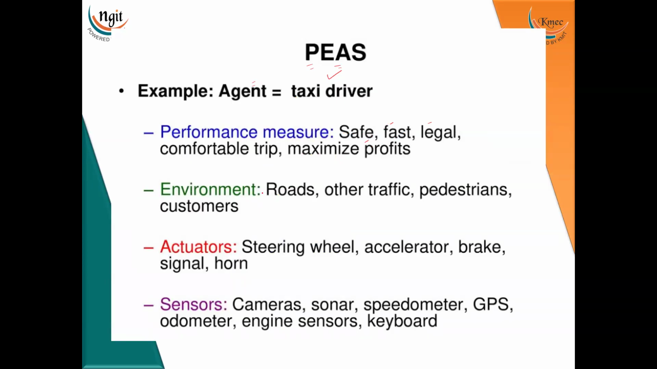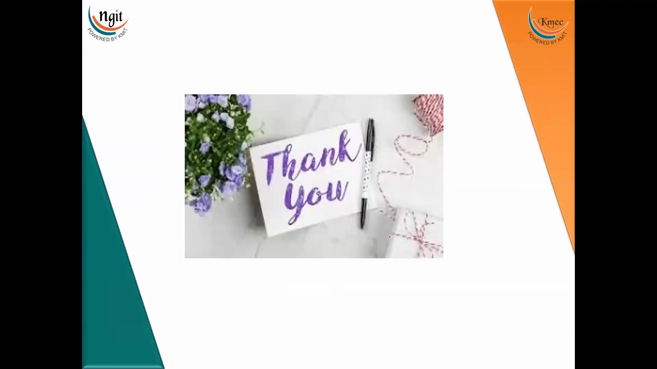And coming to the environment for a particular driver, it may be roads, other traffic he has to see, pedestrians crossing the road, and the customers he is getting. Coming to the actuators, those are the steering wheel, accelerator, brake, signal, and horn. And coming to the sensors, those are cameras, sonar, speedometer, GPS, odometer, engine sensors, and keyboard. So when we take an agent to be a taxi driver, and we want to specify this task environment, that is PEAS, in this way we define how this agent is going to be.